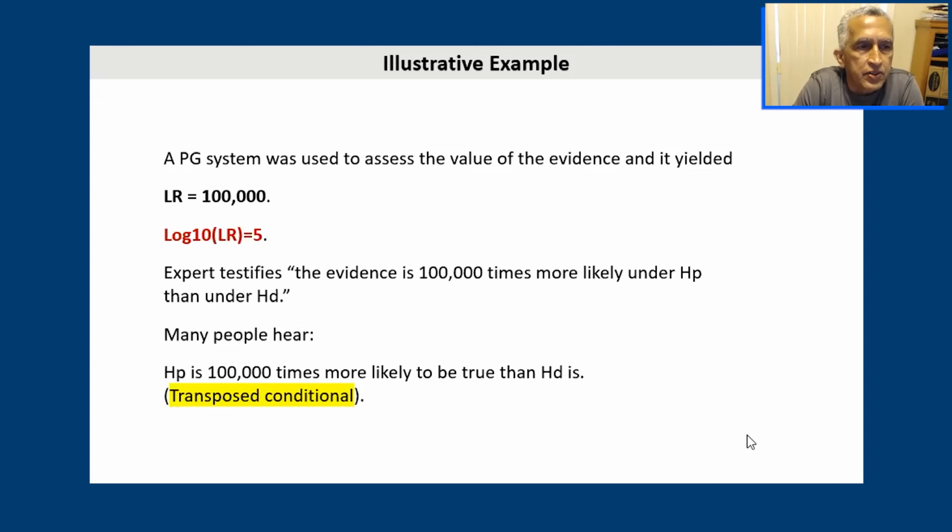Suppose that in this case, the likelihood ratio turns out to be 100,000, or the log base 10 likelihood ratio is 5. The expert would testify the evidence is 100,000 times more likely under HP than under HD. Many people would hear this as HP is 100,000 times more likely to be true than HD is, which of course is the transposed conditional, but that's a topic for discussion on a different day.